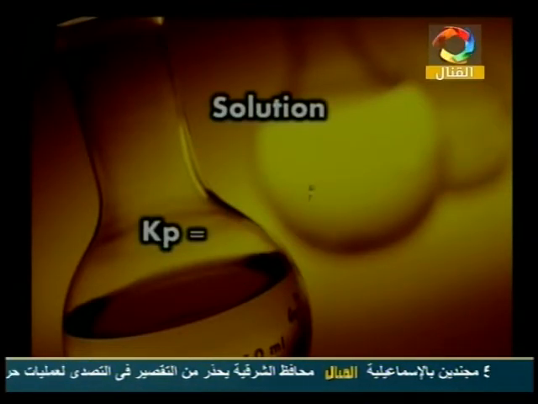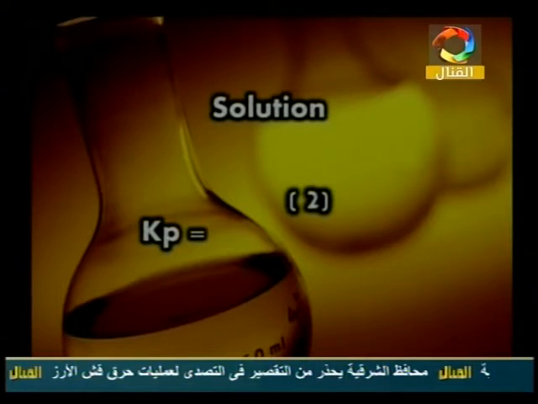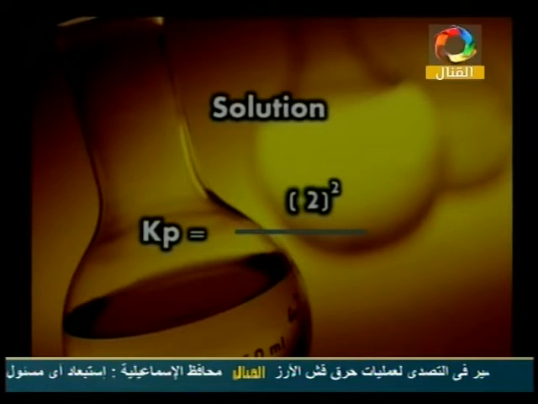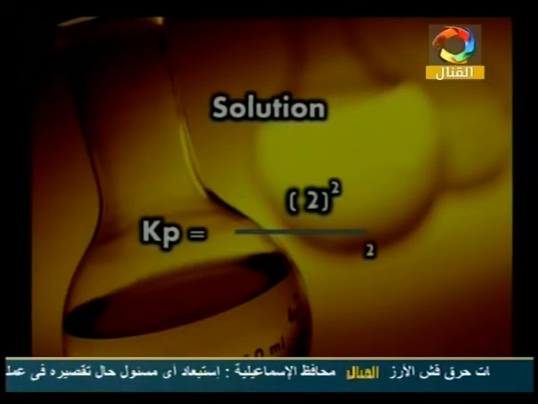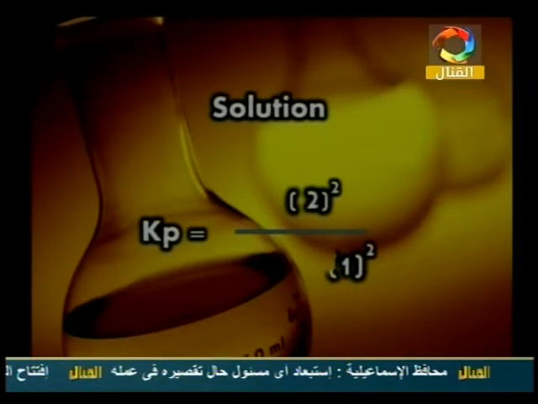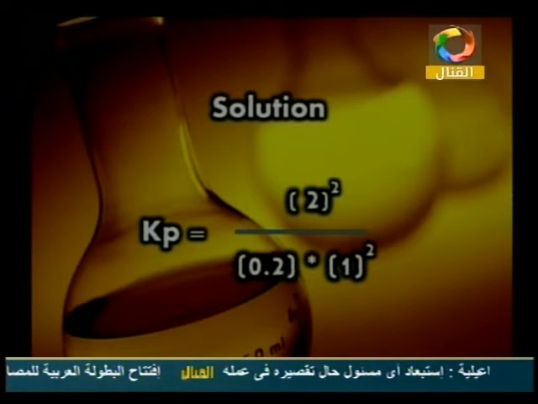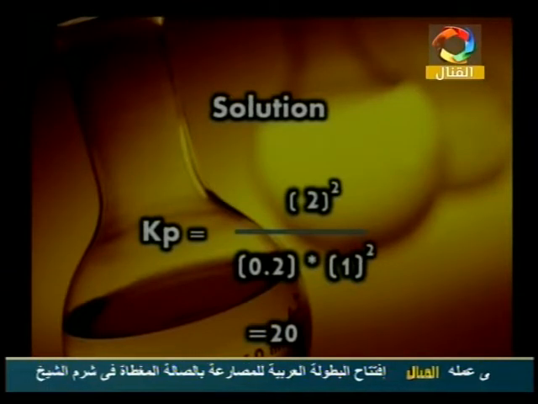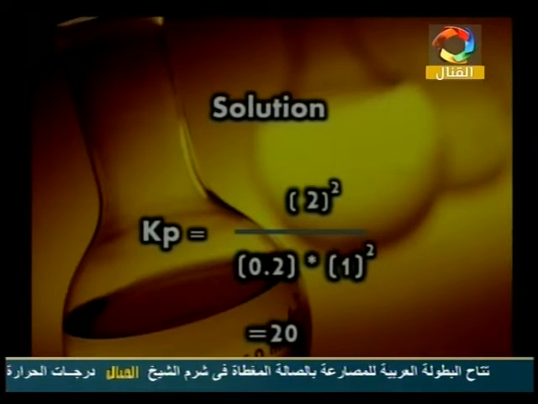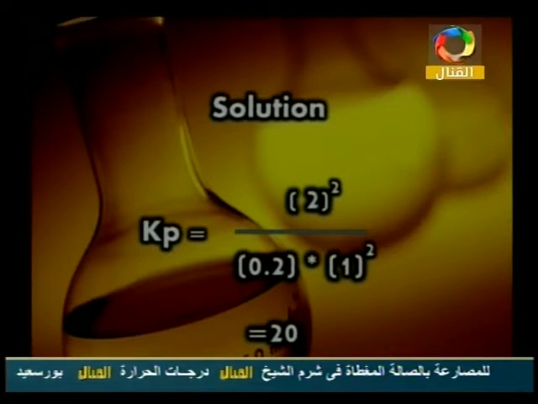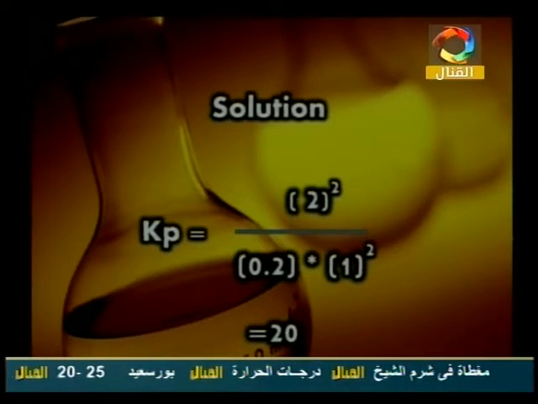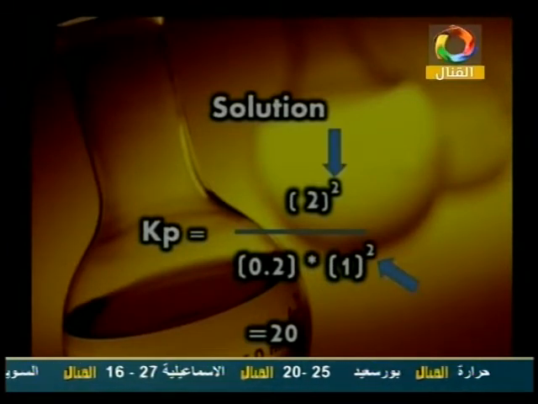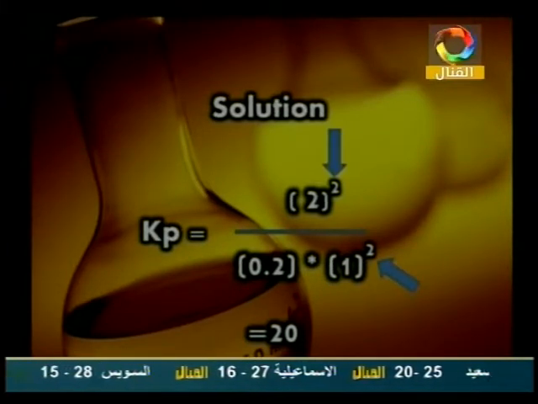Solution. Kp for the other one, the product squared, divided by the reactants, it means 0.2 squared by 1 squared. The result in this case equals 20. It's very easy to find the equilibrium constant. My lovely students, it's very easy to catch this example. Another one, 2 for the product, 2 for the reactants, it means don't forget the power.